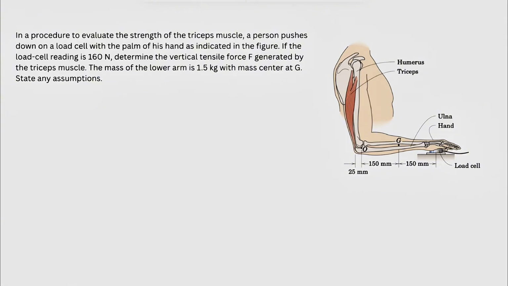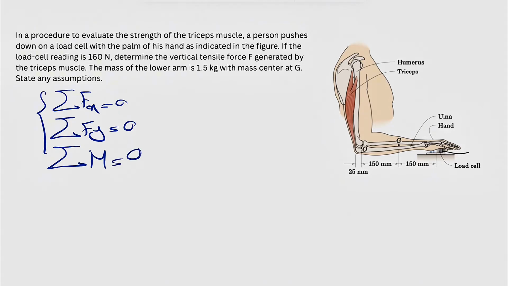We know the mass of the lower arm is 1.5 kilograms, and we have a mass center in the figure, the point G that we can see in here, and we can state any assumption that we are considering in this question. So first of all, we are in equilibrium. So we have our equilibrium equations, which are sum of all forces in x equals 0, sum of all forces in y equals 0, and we're going to have one moment equation about any point, which means we can find up to 3 unknowns in the question.